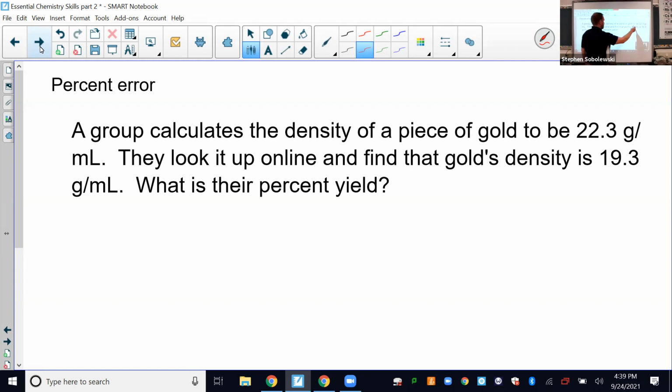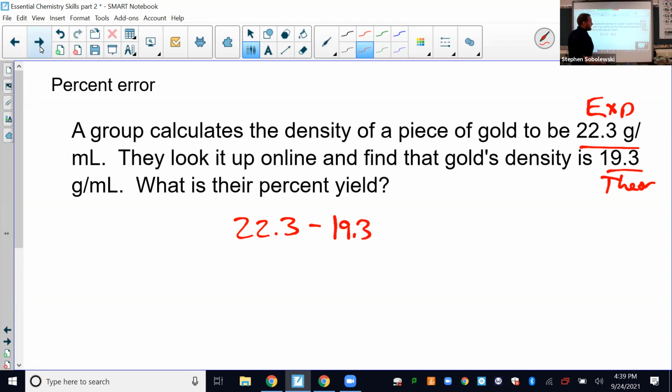So this one here is their experimental value. The correct one that they looked up is their theoretical value. The setup is one minus the other. Now for this one, I'm going to put their experimental first just to keep it positive. 22.3 minus 19.3. And again, you can put the unit, gram per milliliter. It will eventually cancel out though. We're going to divide that by the theoretical 19.3.